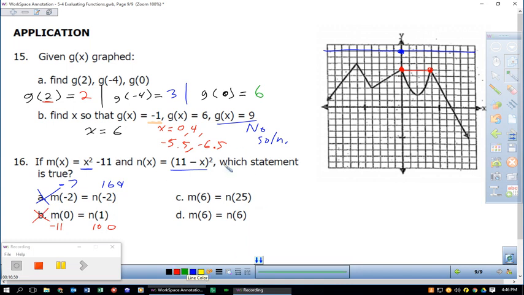Answer choice C. Plug in 6 for m of x. You should get 25. Plug in 25 into n of x. You should get 196. That does not match. We've already found m of 6, actually. It's 25. And n of 6, if we plug that in, we should get 25, which those two do, in fact, match. Okay, now you might want to spend some time looking at these last two because, like I said, there's a lot in there and it's a little different than what we had before.